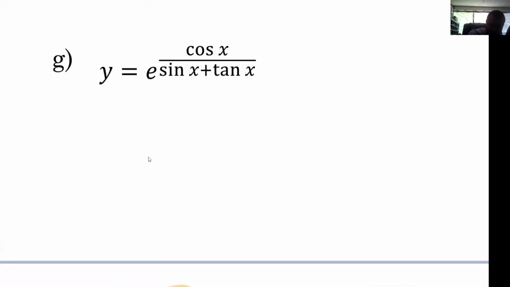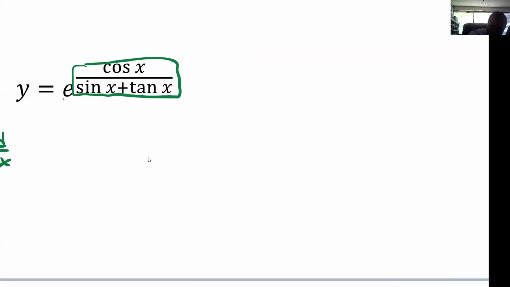Right, so G actually looks tougher, but I think it's one of the easier ones from the past few. We're taking the derivative, but notice that I have e to something, this is the exponent of e. When I take the derivative of e to the anything, it's just going to be the derivative of that exponent times e to the u.